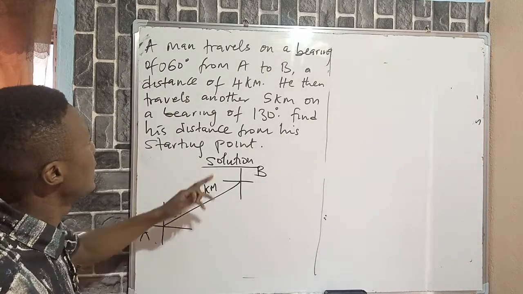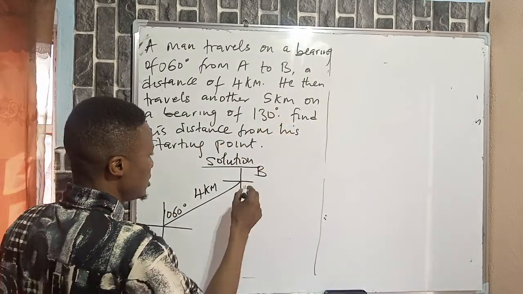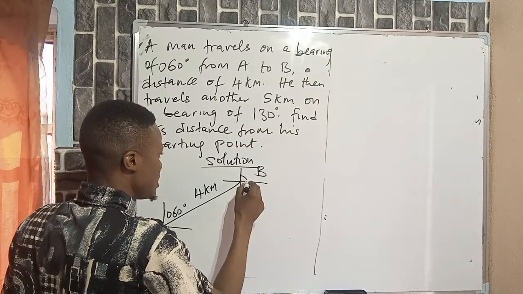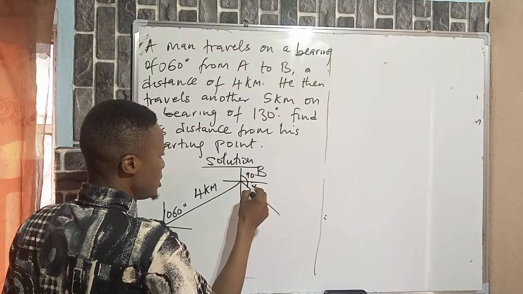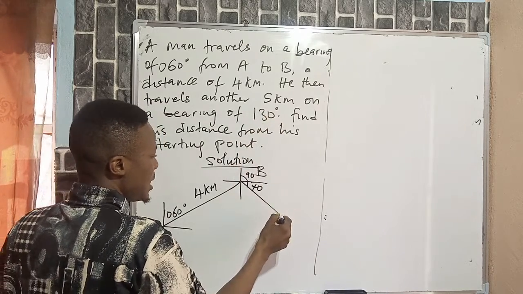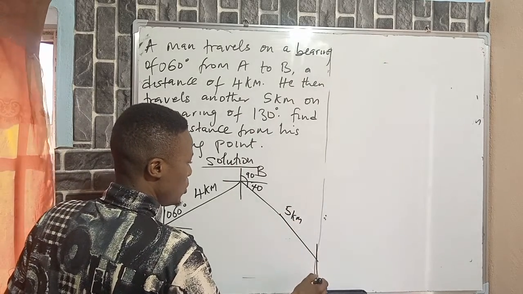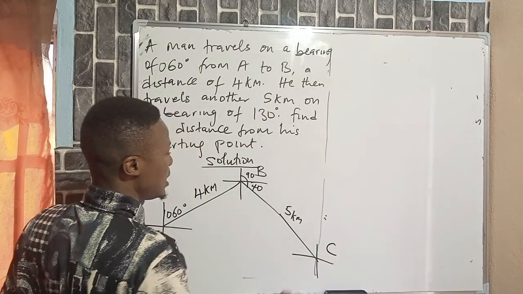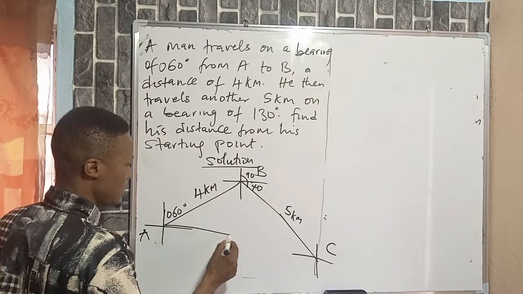We are told again that he then travels another 5 kilometers on a bearing of 130 degrees. 130 here is 90, and to make it 130 you need to add 40, because 90 plus 40 is equivalent to 130, and the distance is 5 kilometers to point C. So here is now C. To complete the triangle, you have to join.